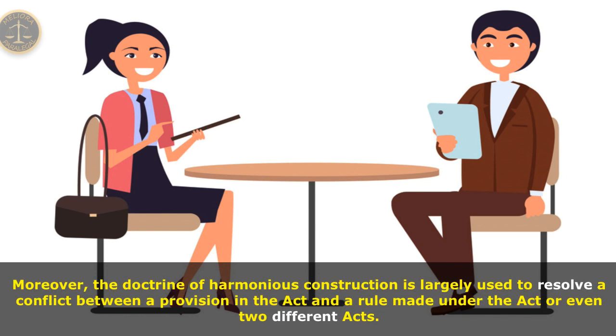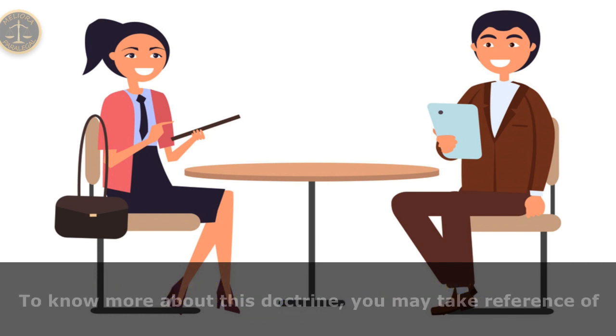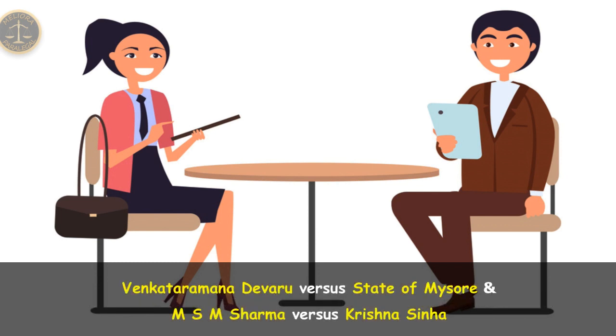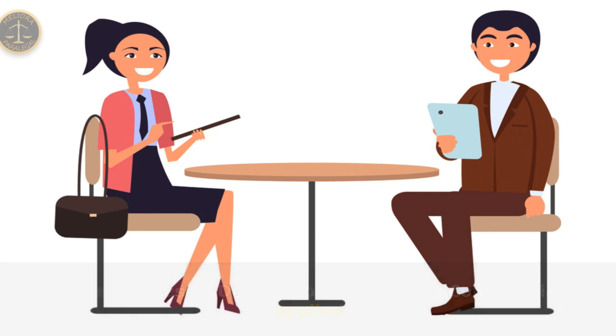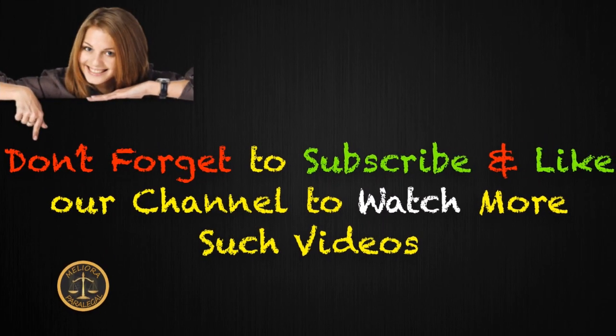Moreover, the doctrine of harmonious construction is largely used to resolve a conflict between a provision in the Act and a rule made under the Act, or even two different Acts. To know more about this doctrine, you may take reference of Venkataramanadavaru vs. State of Mysore and M.S.M. Sharma vs. Krishna Sinha. In these two cases, the doctrine of harmonious construction is applied.